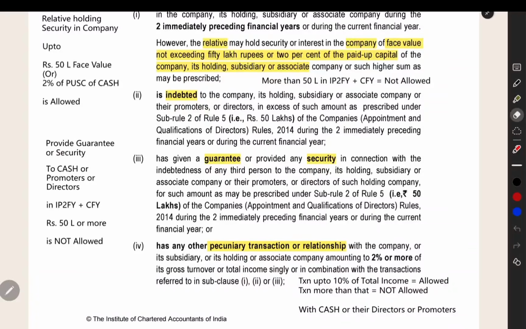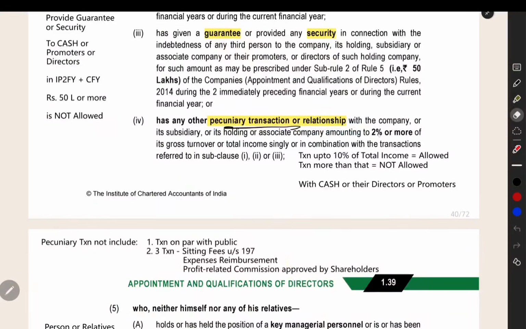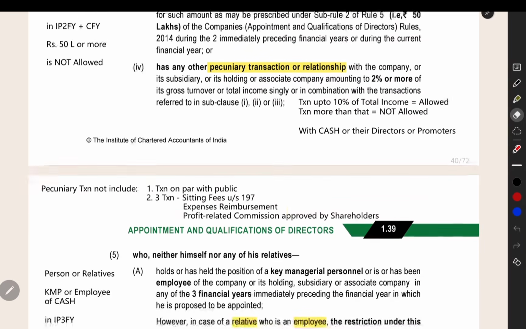And then your relative should not have given guarantee or security to cash or its promoters or its directors during the immediately preceding 2 financial years and current financial year. The limit is 50 lakh or more is not allowed. So less than 50 lakh you can give. 50 lakh or more is not allowed, guarantee or security. Next thing is, if you are having any other pecuniary relationship which is 2% or more of the gross turnover or total income, then such other pecuniary relations you are having, during that thing also you will not be appointed as an independent director.